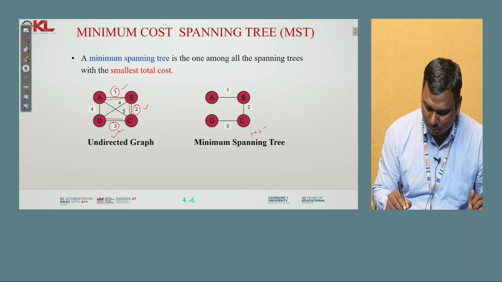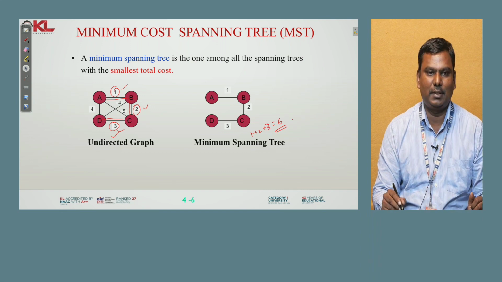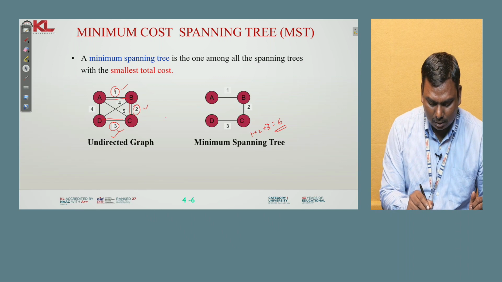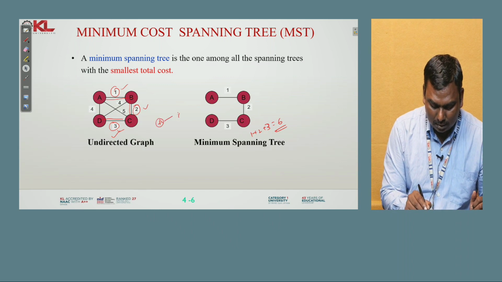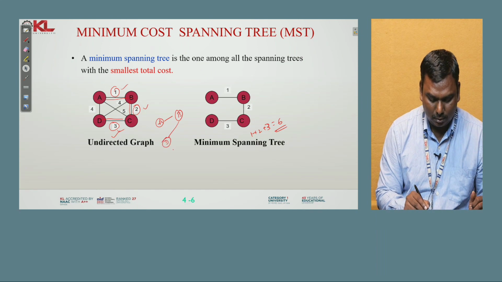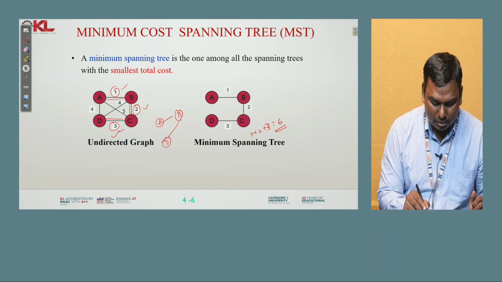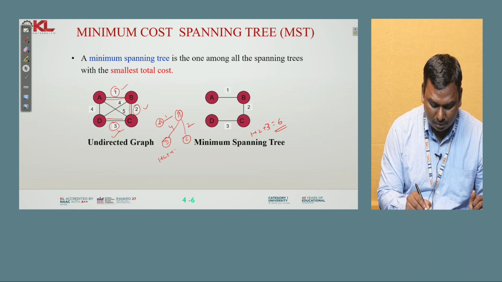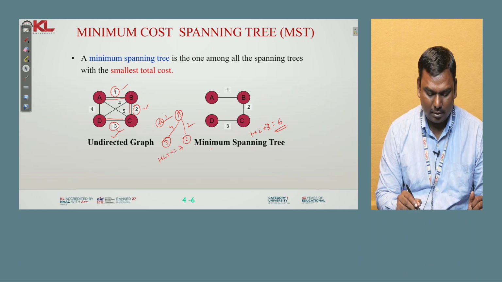So 1 plus 2 plus 3, that is 6. Total value is equal to 6. Okay, so we have another possibility. Here A to B, A to D. Here we are using C. The weight values are 1, 5, and 2. So when we find 1 plus 2 plus 4, that is 7.